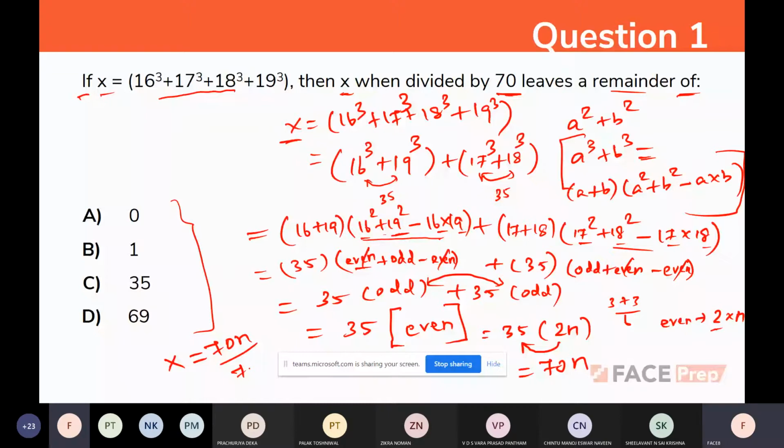Answer. You can put it in the chat box also, or you can unmute yourself. What will be the remainder on division?